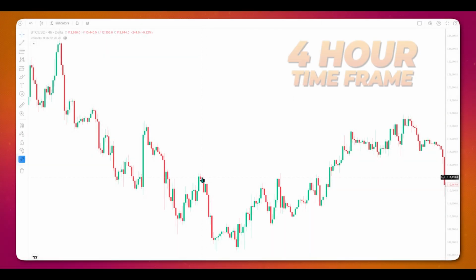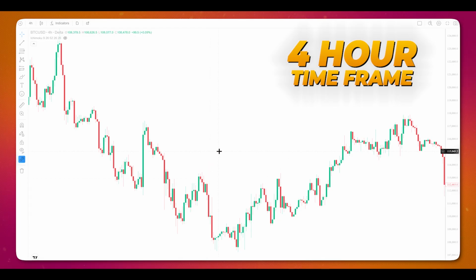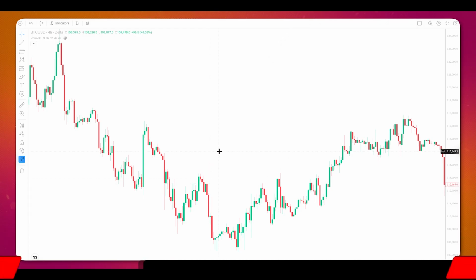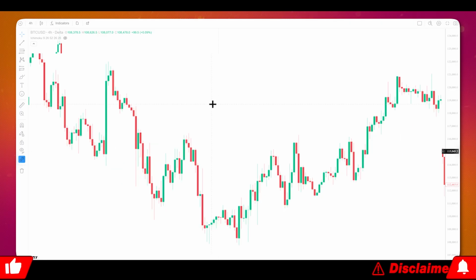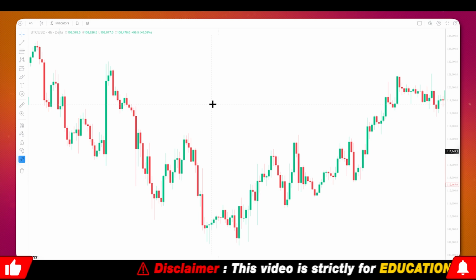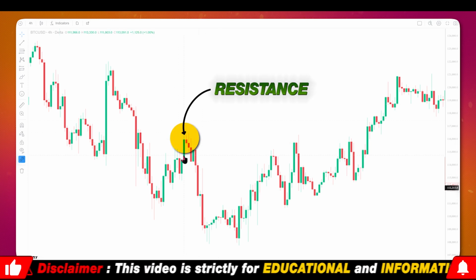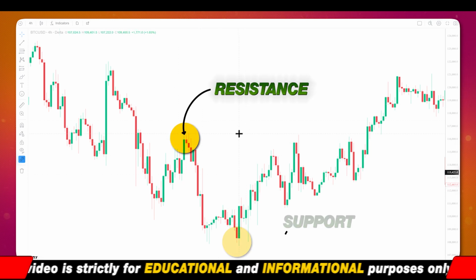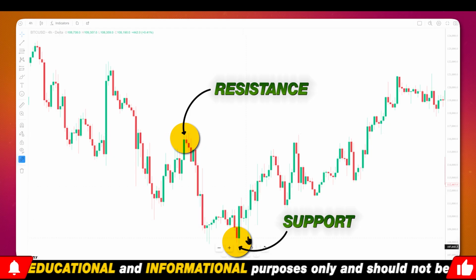So first, let's start with the 4-hour time frame. I have already opened the 4-hour chart here. As soon as you come to the chart, you need to mark support and resistance. I'll show you an example. You can see here, this point is acting as resistance. And if we talk about support, then this candle here is acting as support.